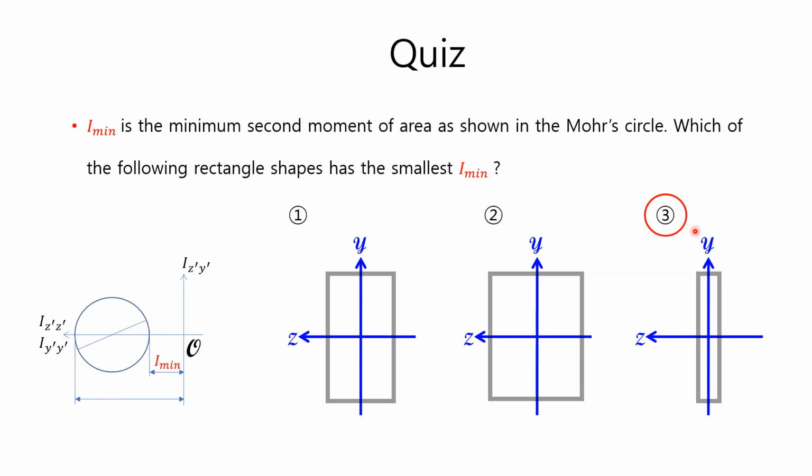The answer to the quiz is number 3. All the 3 cross-sections have the same height but different widths. Since number 3 has the smallest width, the minimum second moment of area with respect to y-axis has the smallest value among the 3 cross-sections.